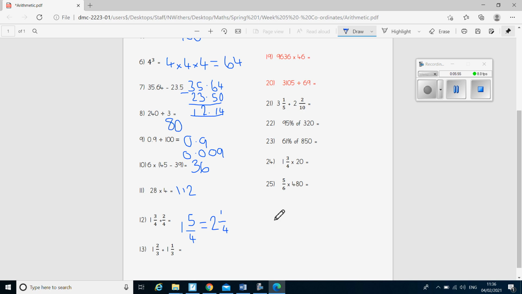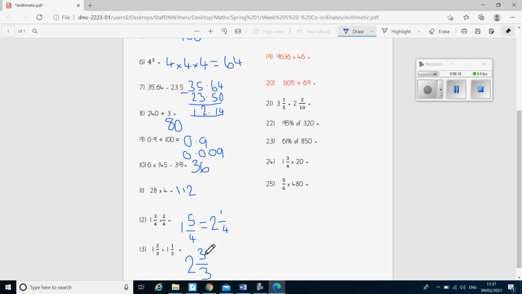Question 13, similar, but this time I'm adding 2 mixed numbers. So I've got 1 and 2/3, add 1 and 1/3. So let's add the fractions first of all. 2/3 add 1/3 gives us 3/3. And now let's add the whole numbers. 1 add 1 gives us 2. So the answer, 2 and 3/3.